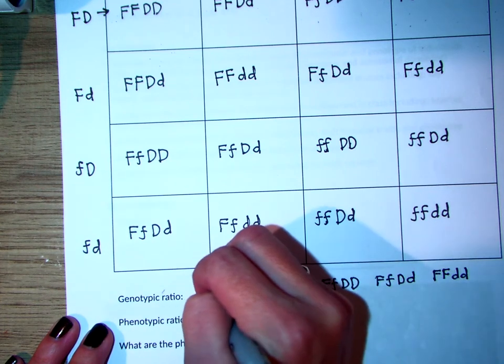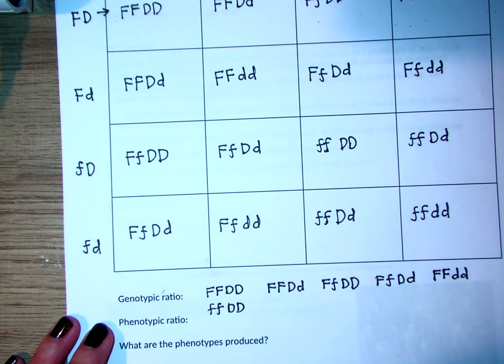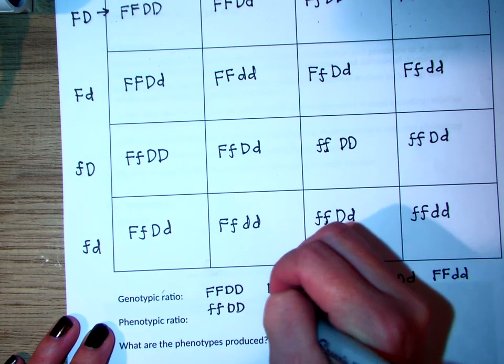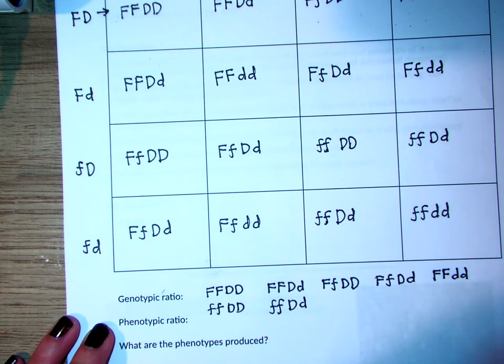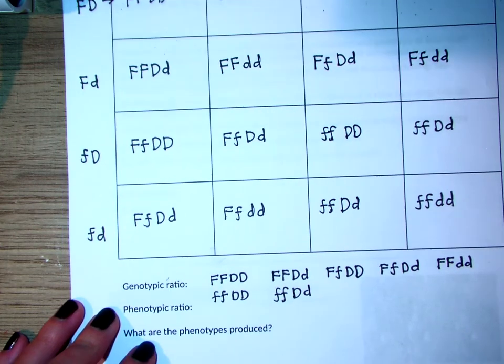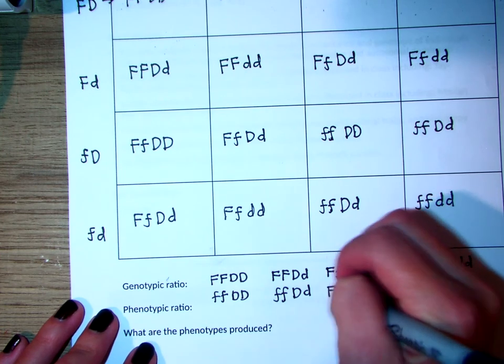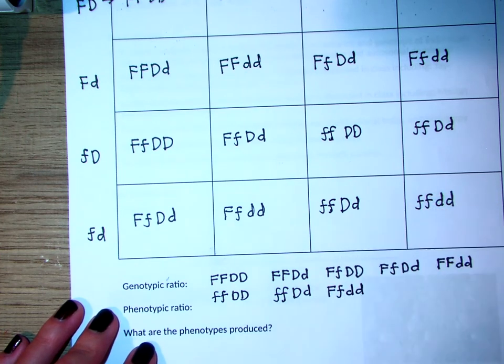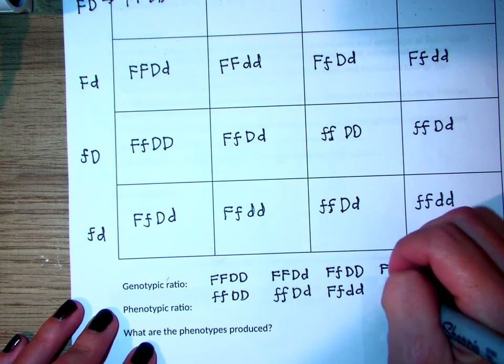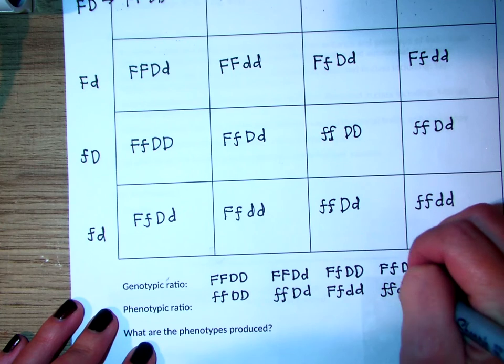Little f, big F, big D, big D. Sorry, this takes a minute to think through here. Little f, big D, little d. Big F, little f, little d, little d. And then I think little f, little f, little d, little d.